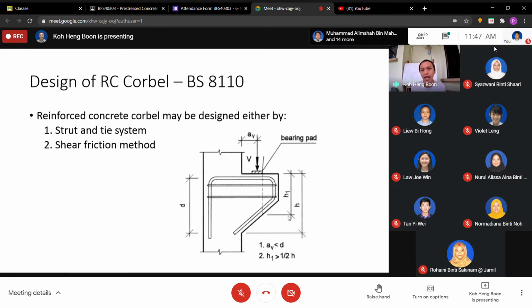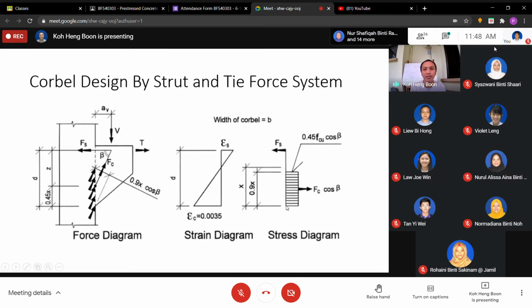When we propose the dimension of this corbel, this is H1. H1 must be greater than 1 over H usually, and this one is AV. This is a bearing plate, whether we have it or not. The reinforcement usually we provide like this, and these are the links. So now, based on the strut and tie force system, this is the strut and tie force system.